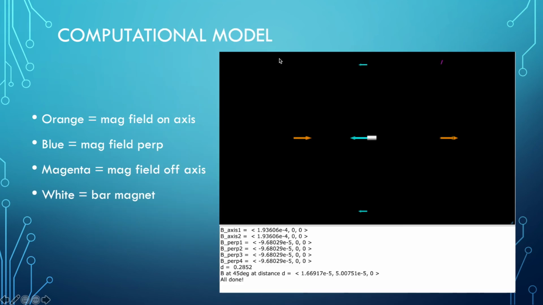And then this is their computational model. You'll notice the orange arrows are the magnetic field on axis, the blue arrows are the magnetic field perpendicular, and they're facing opposite directions. And then the magenta one, this is the magnetic field 45 degrees off axis, and it's kind of hard to tell, but it's going over and up, so to the right and up.